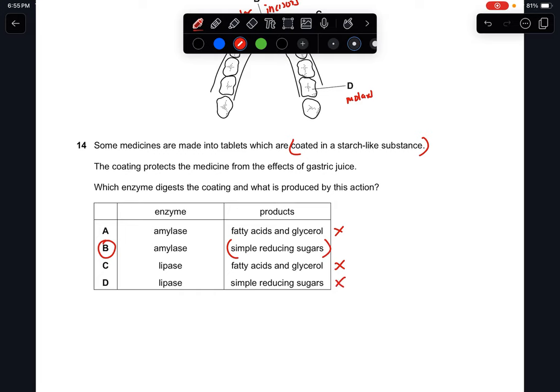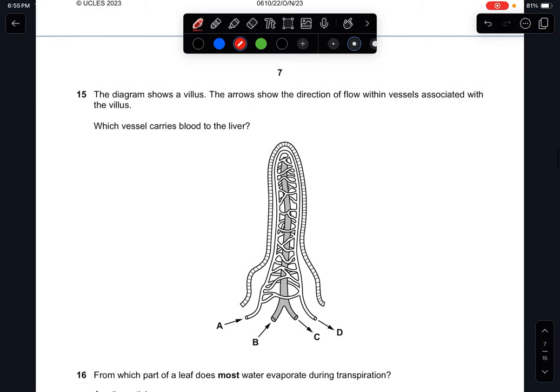Lipase doesn't produce simple reducing sugars. So the good answer here is B. Okay, question 15. The diagram shows the villus. The arrow shows the direction of flow within vessels associated with the villus. Which vessel carries blood to the liver?